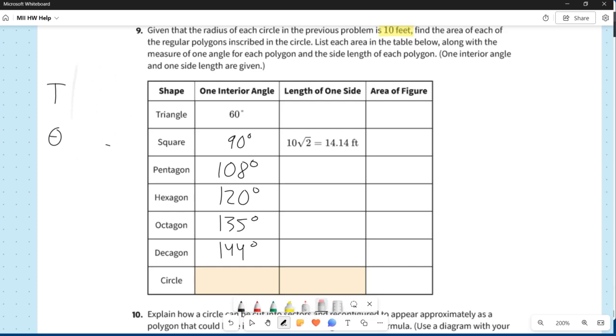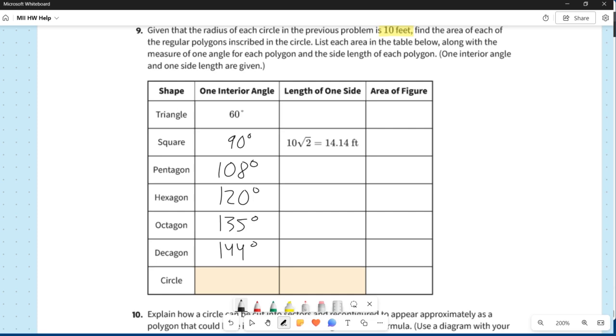So that's our first column. For the second column, the length of one side, this relies on a formula that we discovered in class. I'm not going to rederive this formula because it would take a little too much time. If you're confused about where this formula came from, I would recommend that you either go back and check the notes from class, or you could always come to office hours.